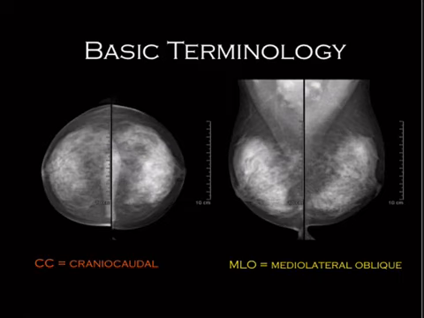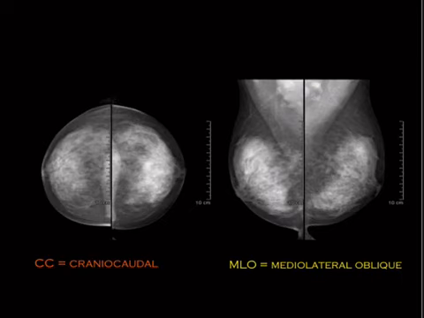The second view that's performed is a medial lateral oblique view, and you can see that this view contains a portion of the pectoralis muscle. You also get a look in the axilla with this view.